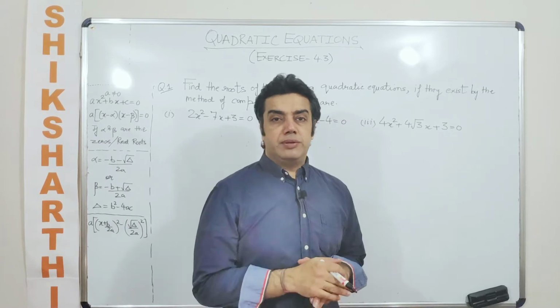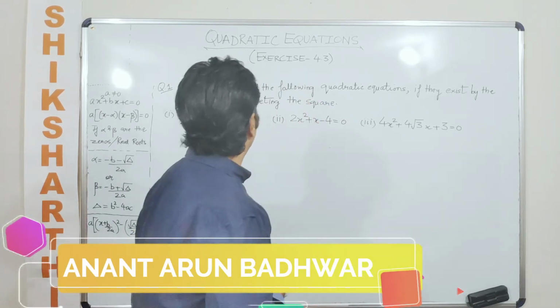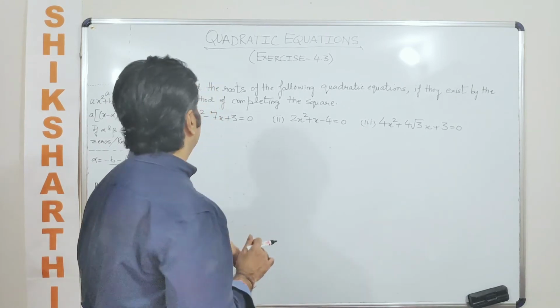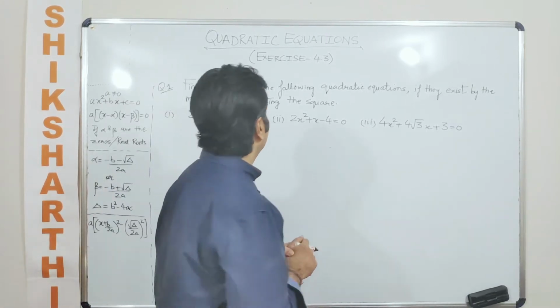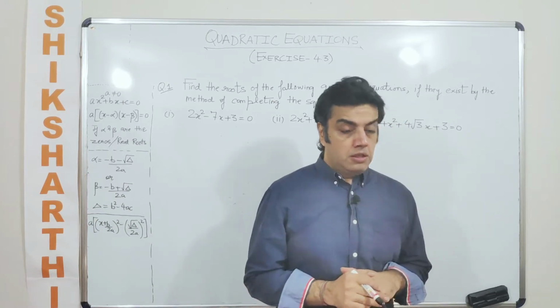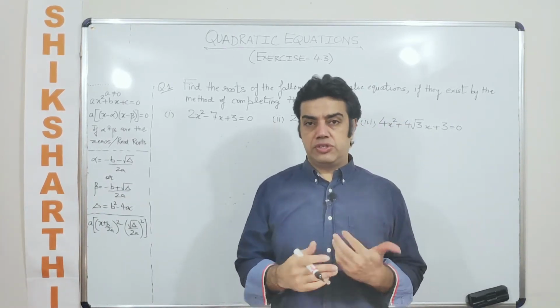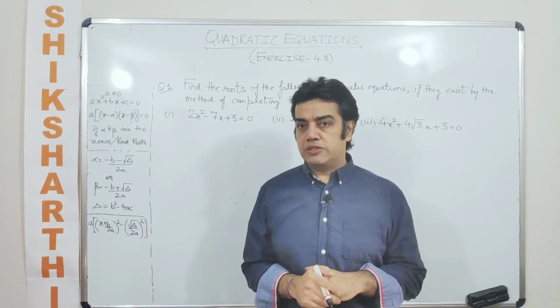So talking about question number 1. Now question number 1 says find the roots of the following quadratic equations if they exist by the method of completing the square. Now completing the square is nothing but you are just factorizing it, as we have discussed in our video on theory as well.